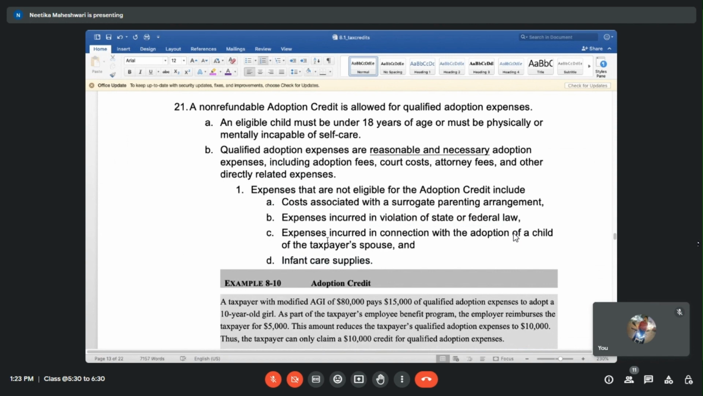Okay. And who can be adopted? An eligible child under the age of 18 years. They can go for 14, 15-year-old kid adoption as well. But the child has to be under 18 years of age, or it can be any age if the person is physically or mentally incapable of self-care. Can be a 40-year-old person. If that person cannot take care of himself or herself, then somebody else can adopt that person.